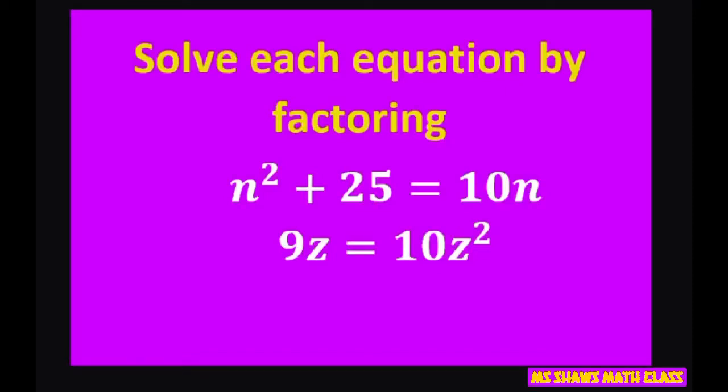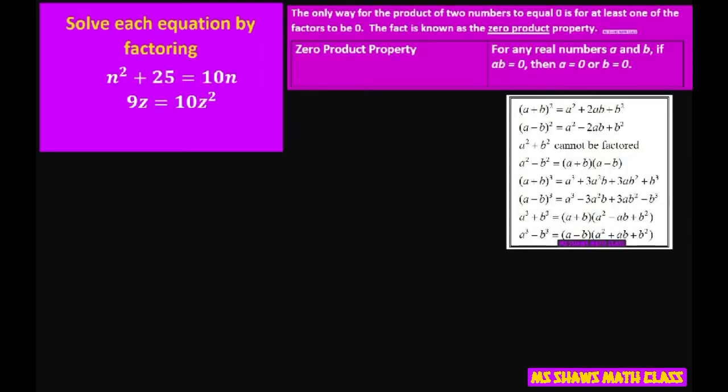Hi everyone, we're going to solve each equation by factoring. These are the two problems we are doing. So let's look at these. Well, the first one, when you solve by factoring, we're going to set this equal to 0. So I'm going to subtract 12n from both sides and write my quadratic in standard form. I just subtracted 10n from both sides.